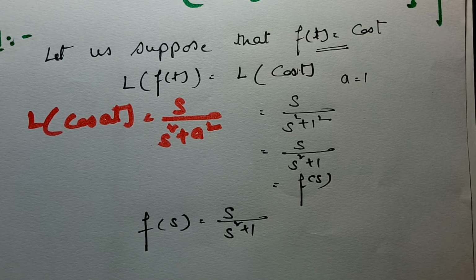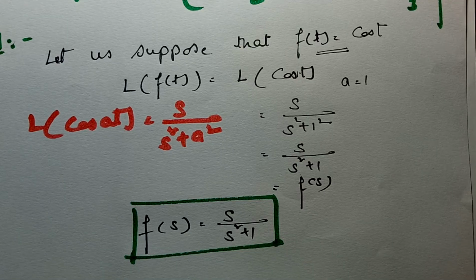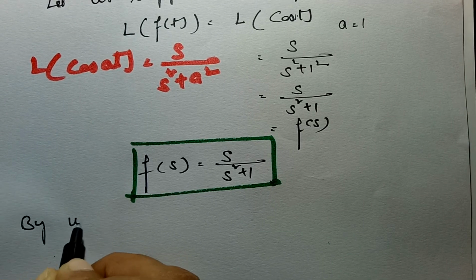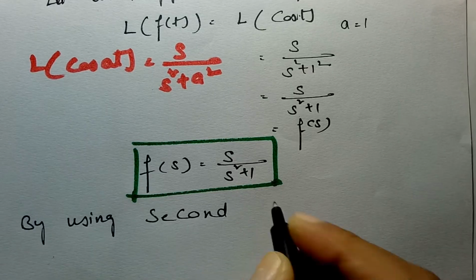So what is f of s value? That is s by s square plus 1. By using the second shifting theorem, I have to solve this function.